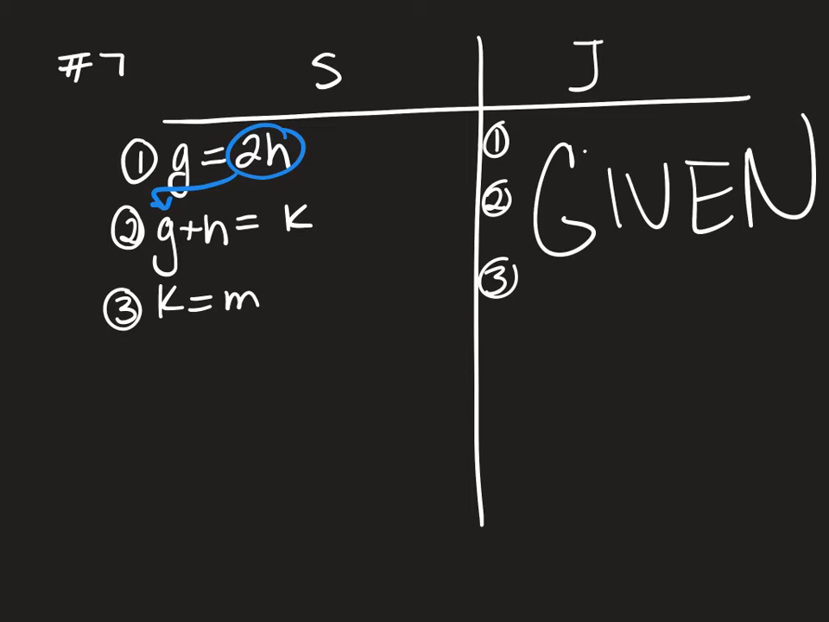And we also know that K is equal to M, so we can substitute that M in for that K up there. So then in step 4, right, so we're taking that middle equation, so that G is going to become a 2H plus another H is equal to M.